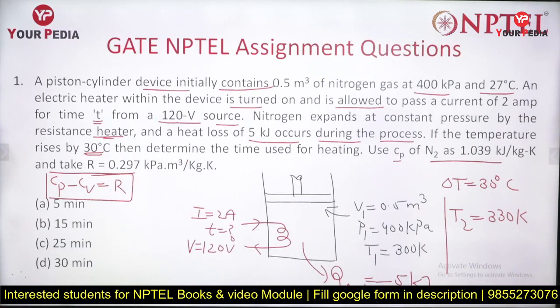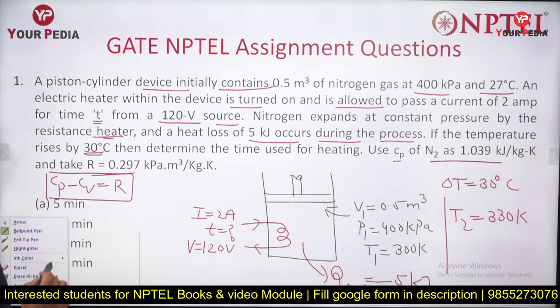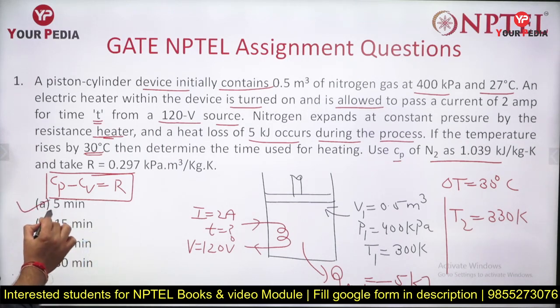Now if you check the options which are given to us: option A 5 minute, option B 15 minute, option C 25 minute and option D 30 minute. So very correctly you will be able to answer this question, guys. The right answer will be option A, 5 minute. I hope, guys, this question is clear to all of you.